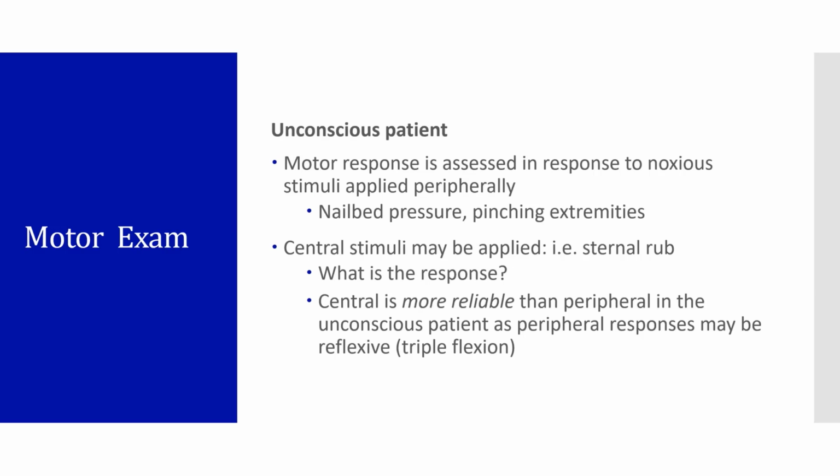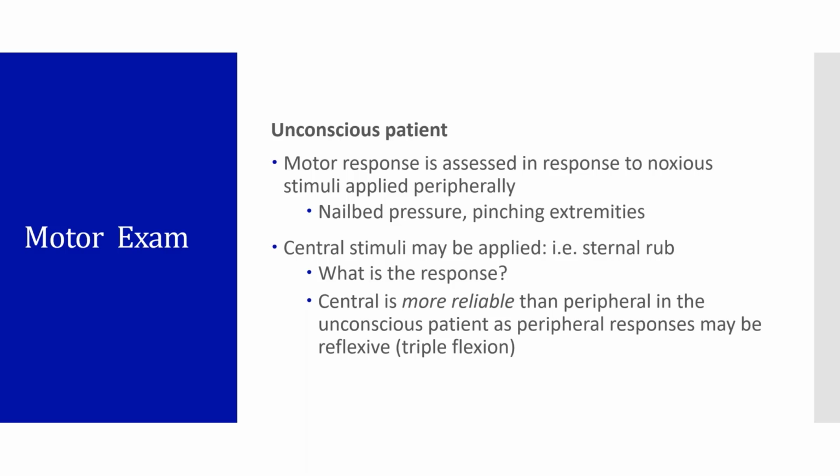In an unconscious patient, motor response is assessed in response to noxious stimuli, nail bed pressure, pinching of extremities. You want to observe for spontaneous movements before you get to any of the mean stuff. Are they wearing wrist restraints? If you walk into a room and a patient's only got a restraint on their left arm, clearly they're not moving their right. Are they pulling at tubes and lines? Are they squirming around in bed?